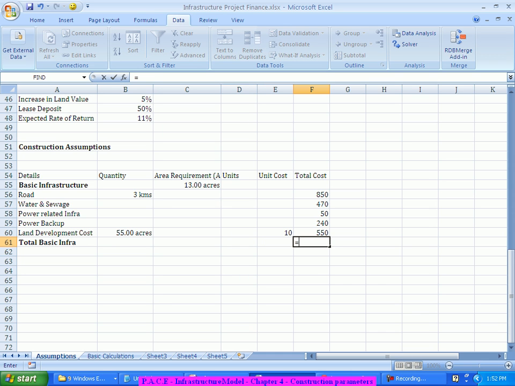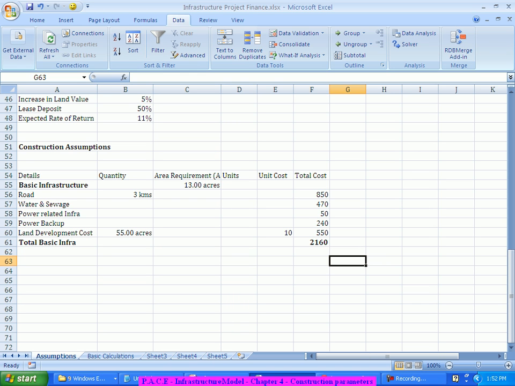So where I'll do a summing of all these five. So the basic infrastructure is costing me this much as a project cost. The basic infrastructure is costing me 21 crores to do up to this area.